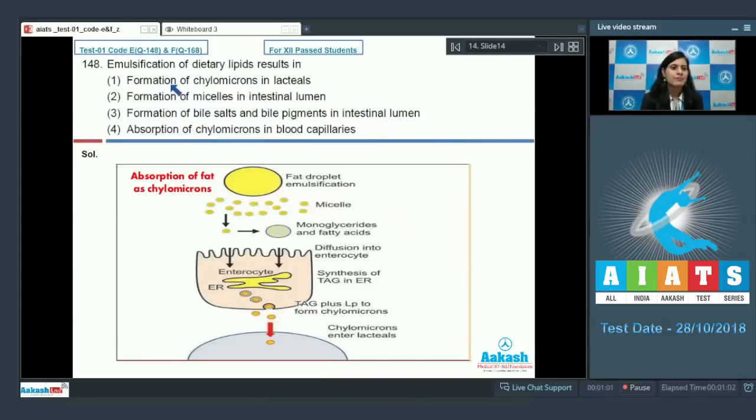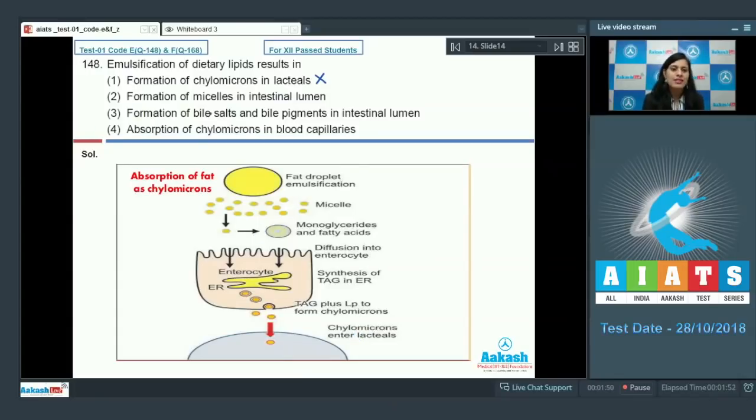Question number 148. Emulsification of dietary lipids results in, and the very first option given is formation of chylomicrons in lacteals, and this is an incorrect option. Why? Because as you can see here, the absorption of fats starts with the emulsification of fat droplets, which will form micelles in the lumen of intestine, and these micelles then diffuse into the enterocytes, and within these enterocytes are reformed into chylomicrons. And these chylomicrons then enter lacteals. So these chylomicrons are not formed in lacteals.